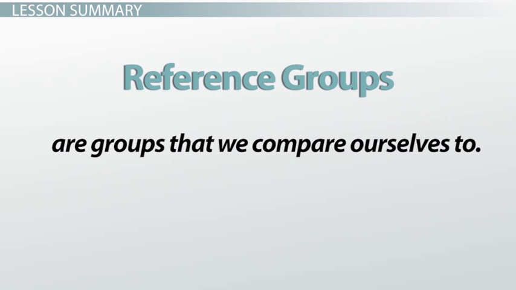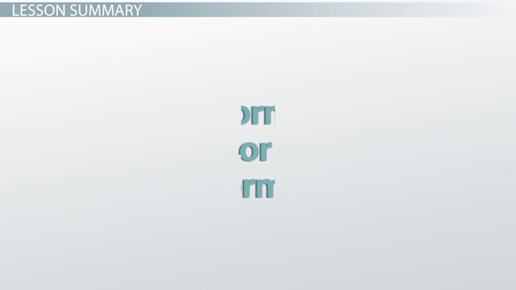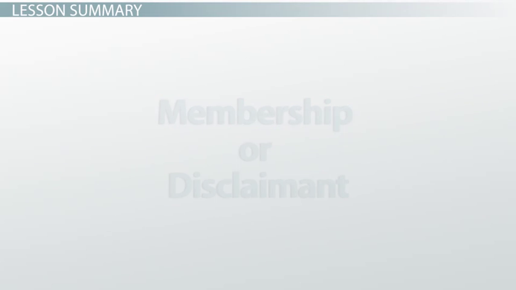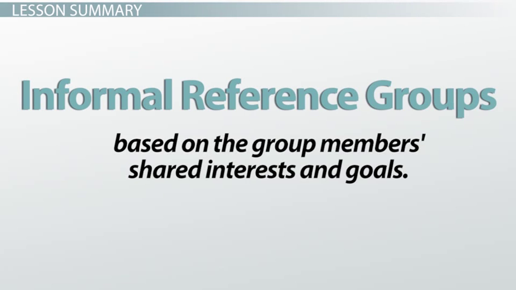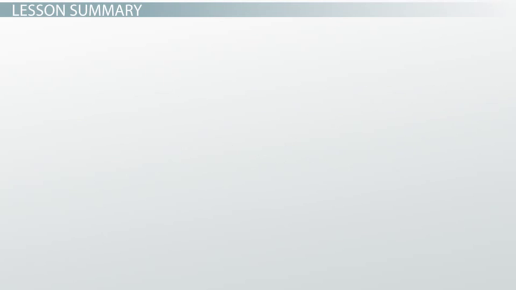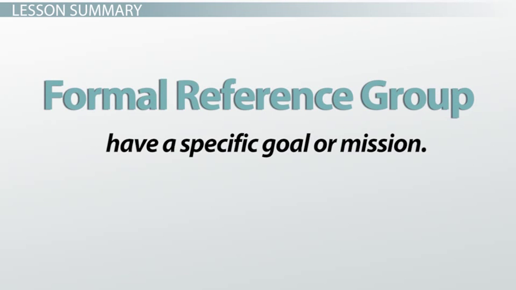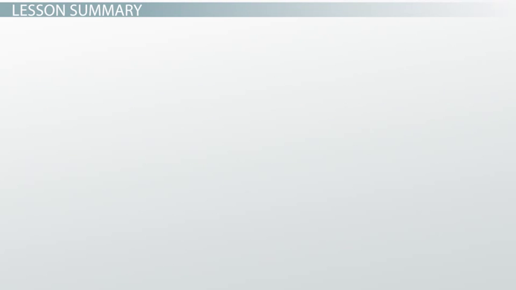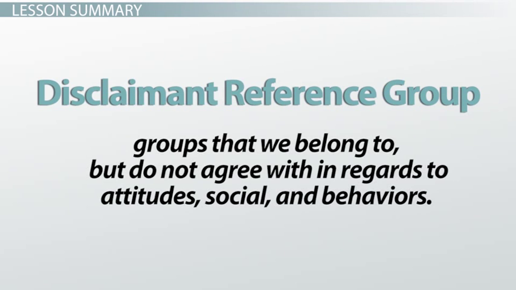Reference groups are those groups that we compare ourselves to. The reference groups that we do belong to are either informal or formal, membership or disclaimant. Informal reference groups are based on the group members' shared interests and goals. Formal reference groups have a specific goal or mission. Membership reference groups are groups that we not only belong to, but are also in agreement with in regards to attitudes, norms, and behaviors. Disclaimant reference groups are groups that we belong to, but do not agree with in regards to attitudes, norms, and behaviors.